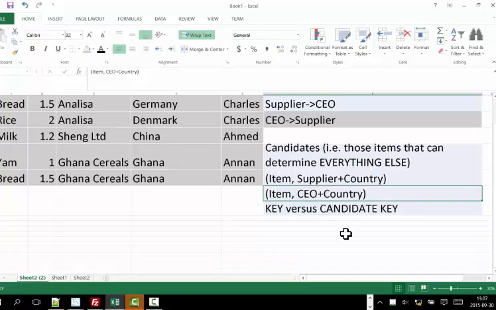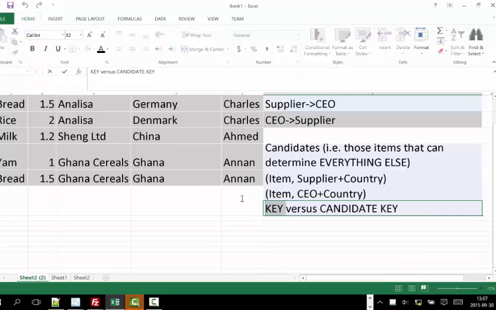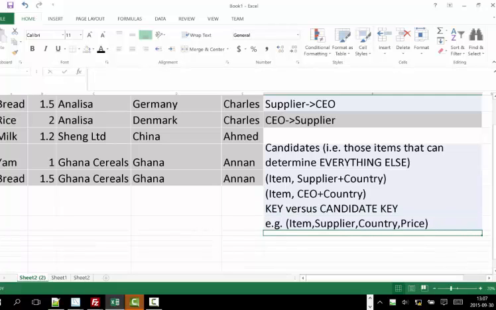Okay, so let's go through. A key, let's start with a key. Key is the biggest one. Key means anything at all that can uniquely identify a row. Anything at all. So for example of a key, my key could be item, supplier, combined country, combined price. Okay, so that's an example of a key.